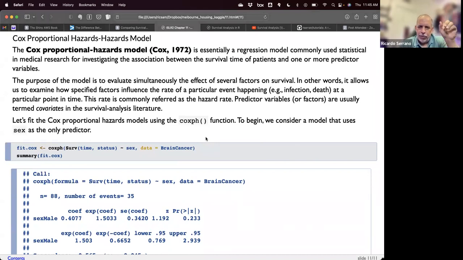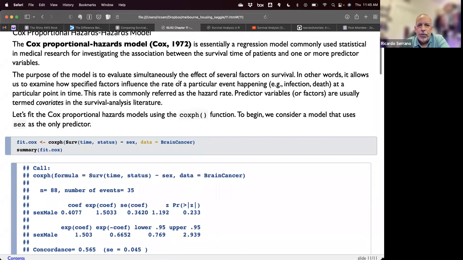In the Kaplan-Meier, as you saw, we only had certain parameters. We had the time, we had the status, the censor, and then we had certain covariates, in that case the gender. Here, what we want to do is create a model that we can use for prediction, as regressions usually do. The purpose of this model is to evaluate simultaneously the effect of several factors. Now we can get into the mix different factors, not just the gender, but all the covariates that we have in the data set.